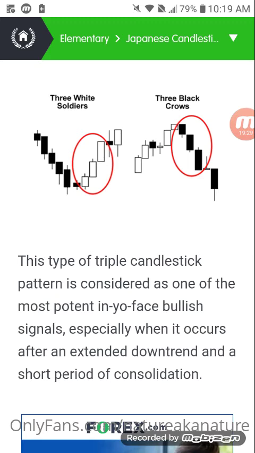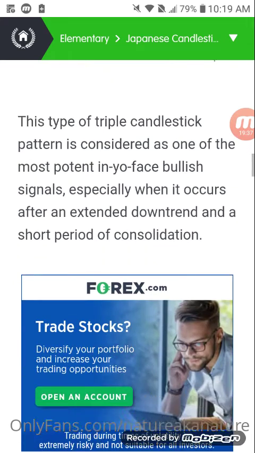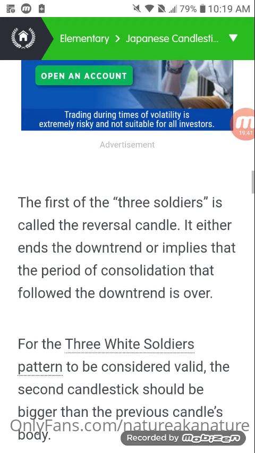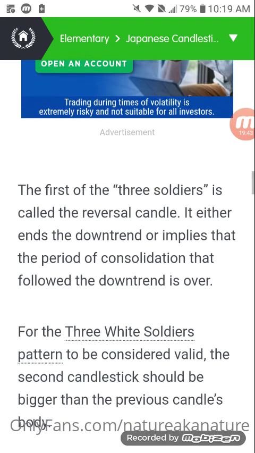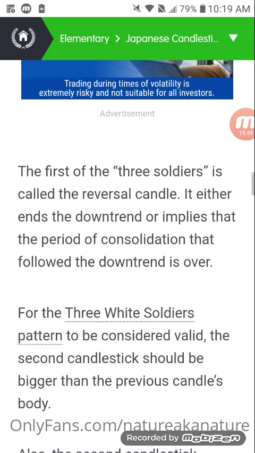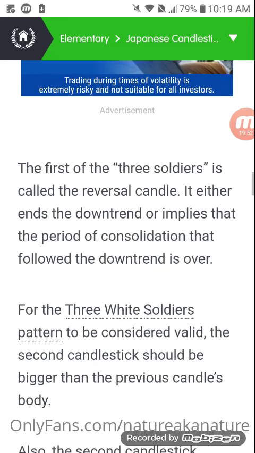As far as the three white soldiers, this is bullish. You see this a lot in the market, especially after an extended downtrend or a short period of consolidation. The first three white soldiers is called the reversal candles. It either ends the downtrend or implies that a period of consolidation that follows the downtrend is over.